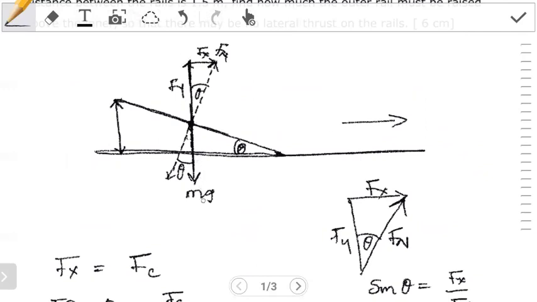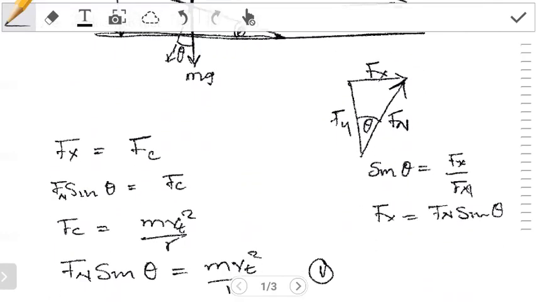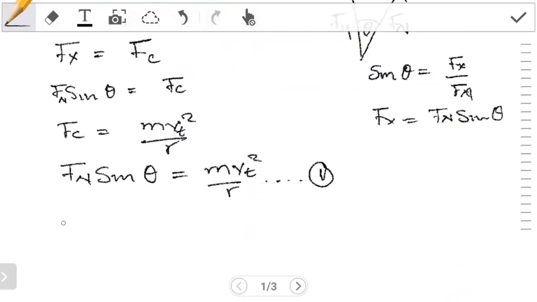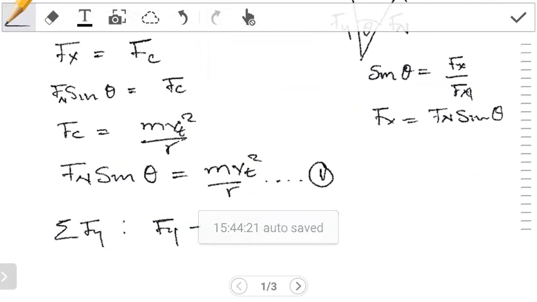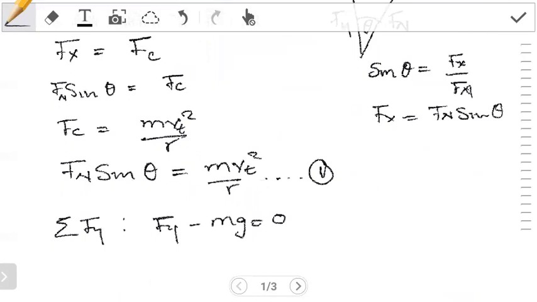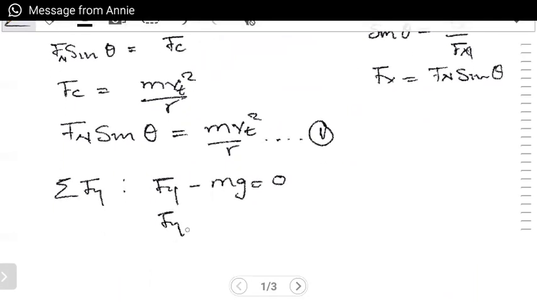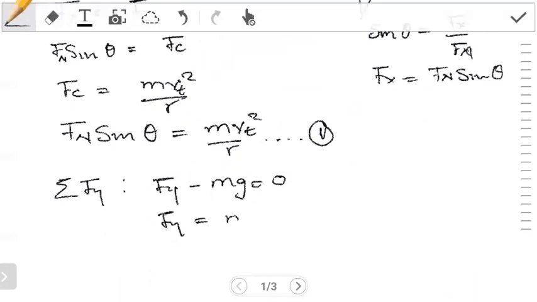So in terms of this dimension, what you notice is we have mg going down, and then going up, we have Fy. So if we follow Newton's second law there, the sum of forces in the y, what you're going to have is Fy going up minus mg going down. This is equal to 0. So implying that Fy is equal to mg.